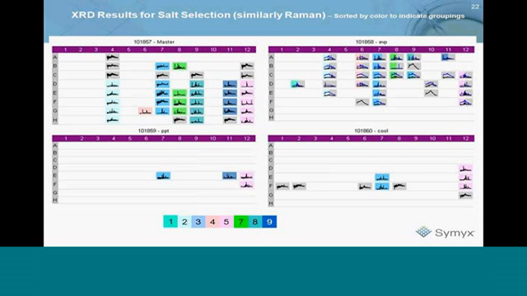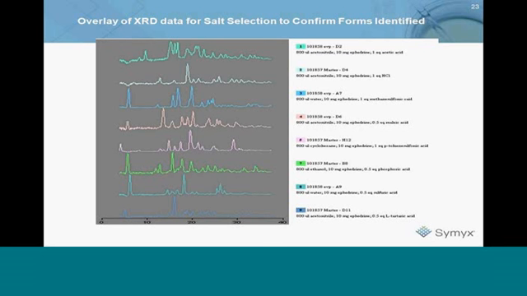We use the same package for, I'm showing an X-ray, and we use the same package for doing Raman as well. It also allows you to be able to quickly generate overlays so you can compare. In this particular case, the salt selection, we're able to generate a variety of different potential salt forms, each showing a unique X-ray trace.